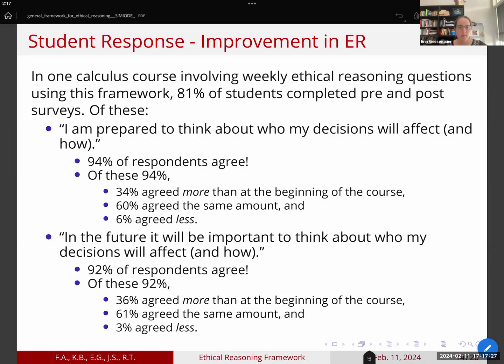60% of them already agreed before they took this course, but a good third of them, after taking this course, agreed more than before. So we see, after taking a single course where they have consistent weekly ethical reasoning questions, we have some improvement in students' self-reported ethical reasoning skills and self-reported perception of the importance of ethical reasoning.